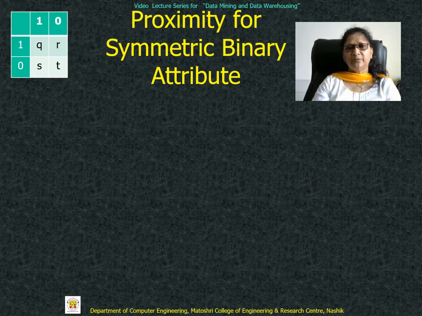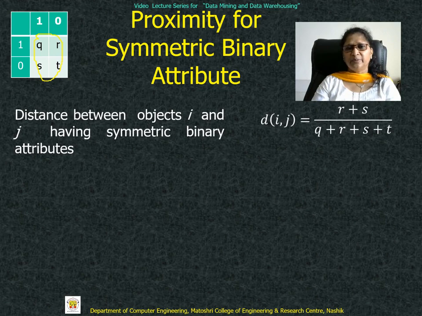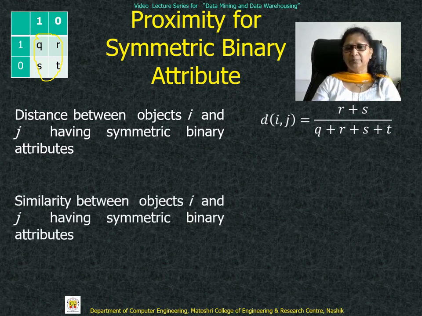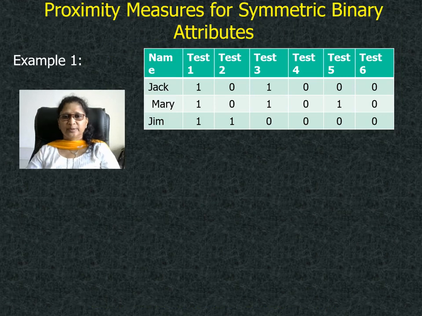And for computing it, we use this contingency table. From this contingency table, we compute the distance between two objects i and j with the formula d_ij is equal to r plus s divided by q plus r plus s plus t. And similarly, we compute similarity, representing it as similarity between i and j is equal to q plus t divided by p, where p is the sum of all attributes. So let us solve one example for computing proximity of symmetric binary attributes.